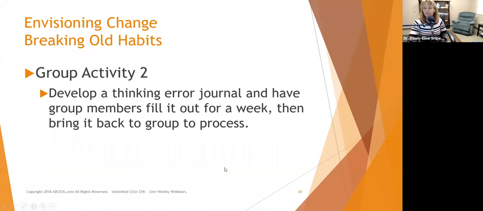Develop a thinking error journal and have group members fill it out for a week, then bring it back to group to process so they can hear themselves, because a lot of the thinking errors are probably going to be in the voice of that borderline or addictive parent. So I want them to start separating, is this your thought or is this that critical voice?